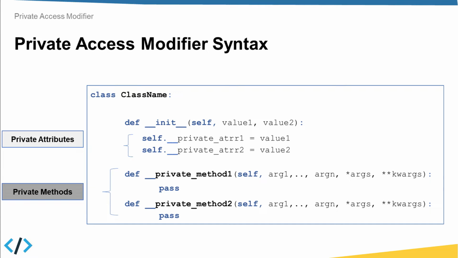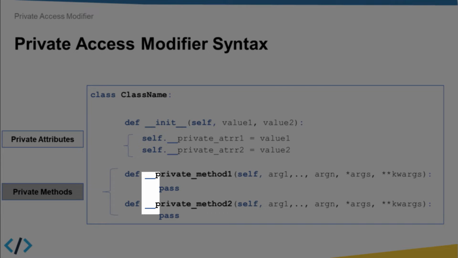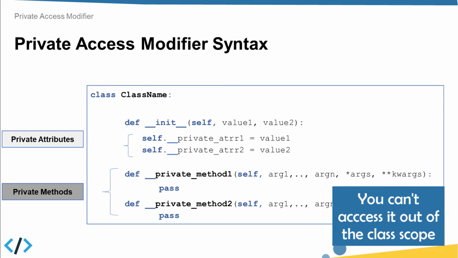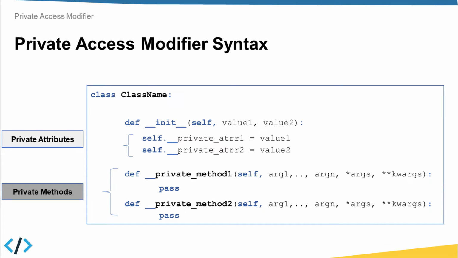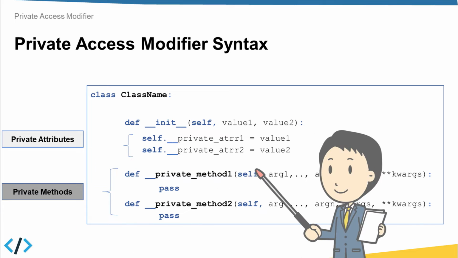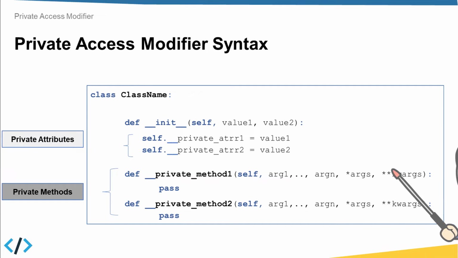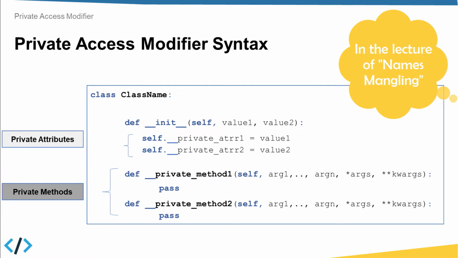And we do exactly the same thing when we want to define private methods. So as you see here, I have double underscore private method 1 and double underscore private method 2. Now, when I say an attribute or a method is private, I mentioned that we can't access these out of the class scope. And this is imposed by the programming language. But in Python, there is, let me say, a backdoor which allows you to access these methods and attributes out of the class scope. But this backdoor is to solve another problem, please don't use it. We will talk about it in detail later on in the lecture on name mangling.